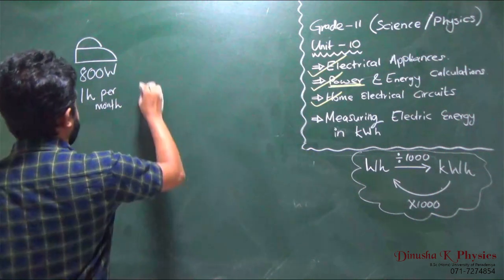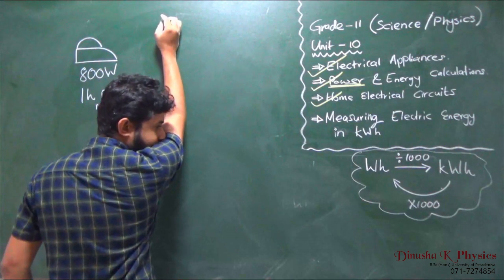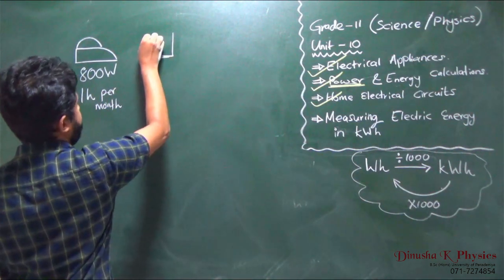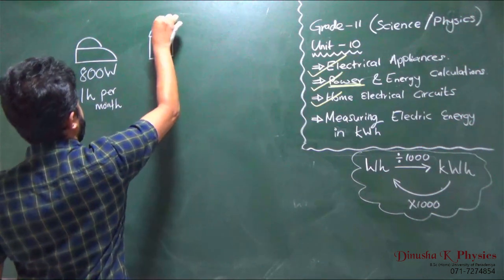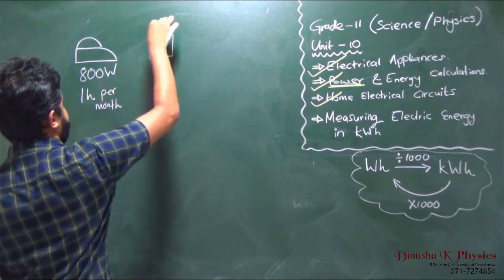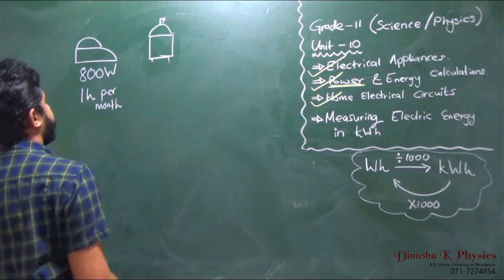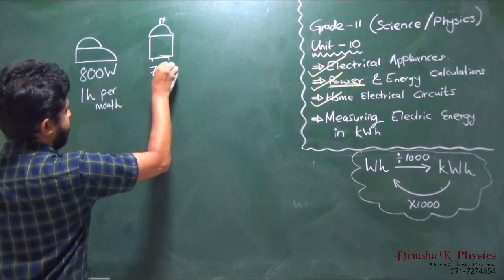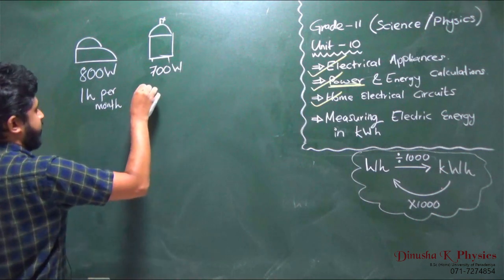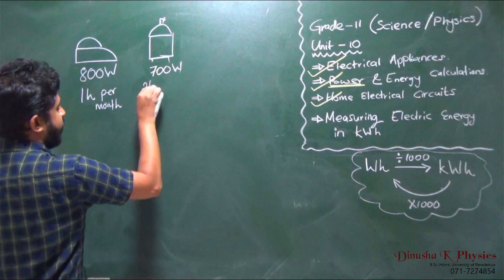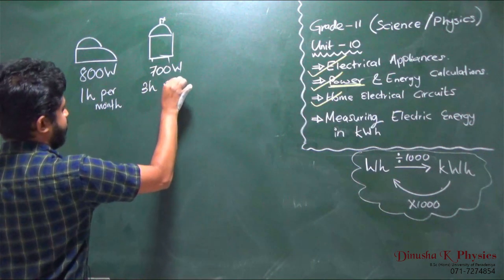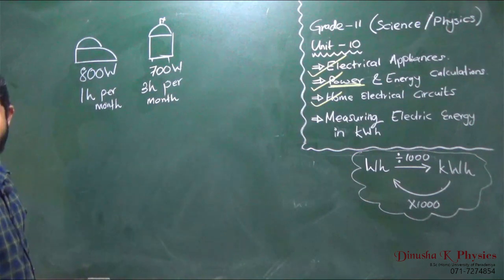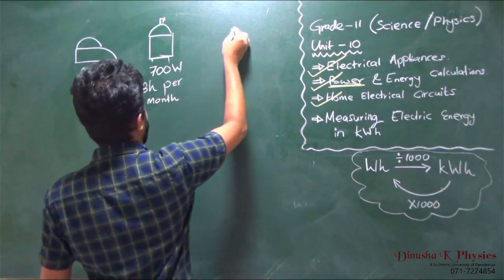And your home has, let's say, a rice cooker. It's a rice cooker, and it has a power of 700 watts. So it is being used for 3 hours per month, right?